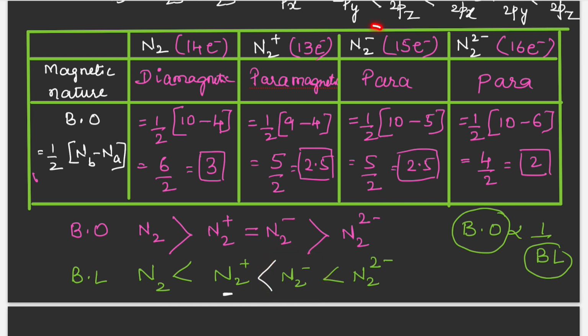Here in N2 minus, anti-bonding electrons are 5, whereas in N2 plus, the number of electrons in the anti-bonding molecular orbital is 4. So here 4 and here 5. Here it is more, so stability will be less. If stability is less, then bond length will increase. Therefore, in N2 minus, the bond length is increasing. Is that clear? This is the order of bond length and this is bond order.